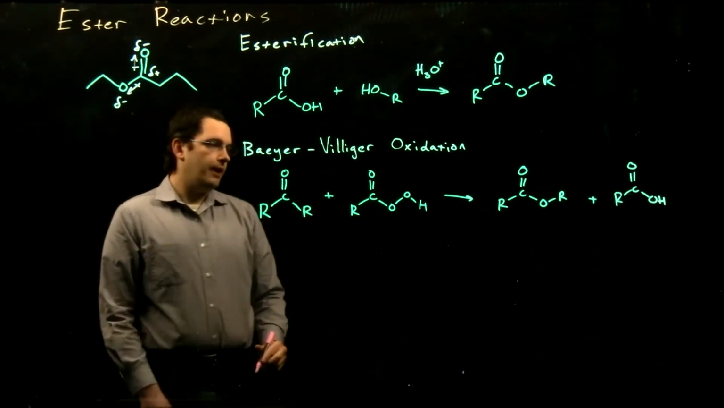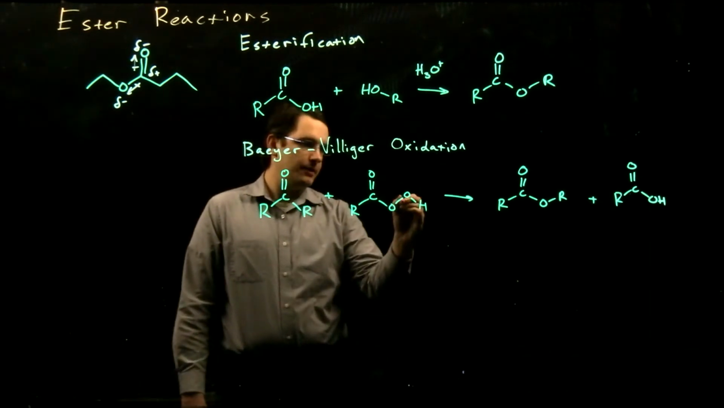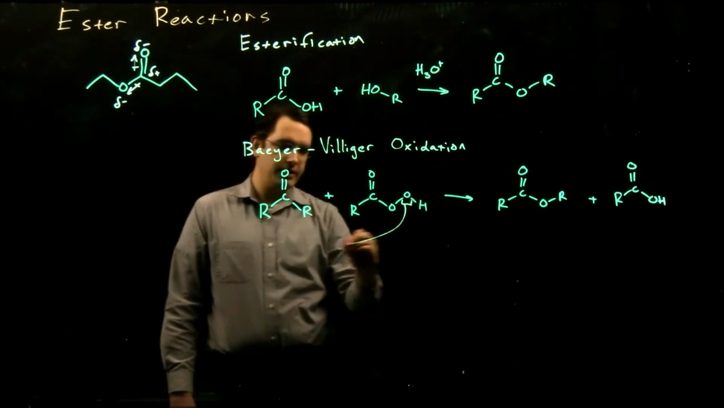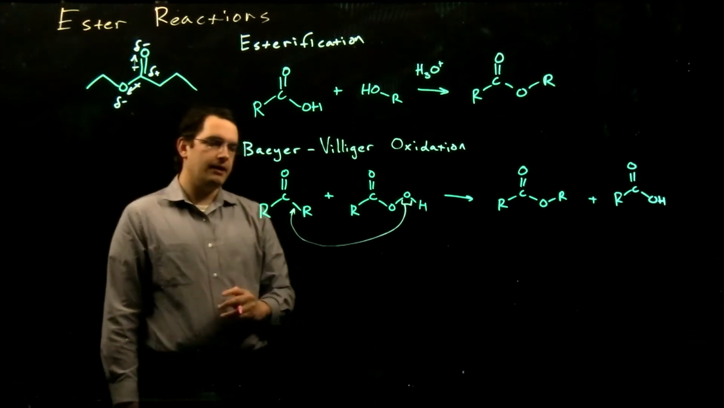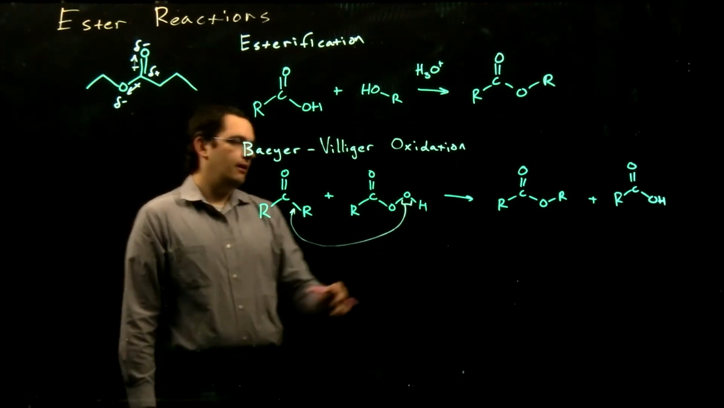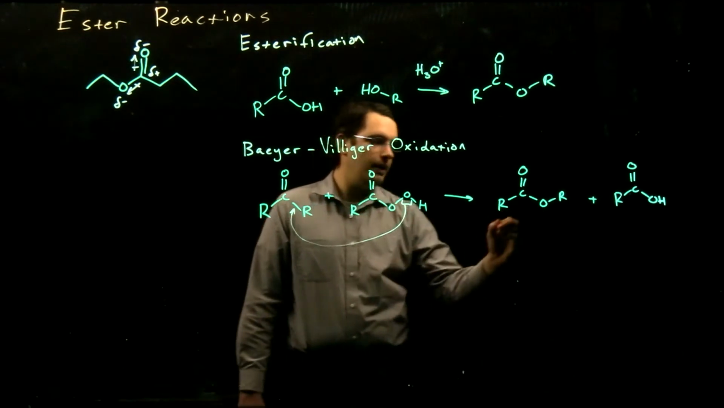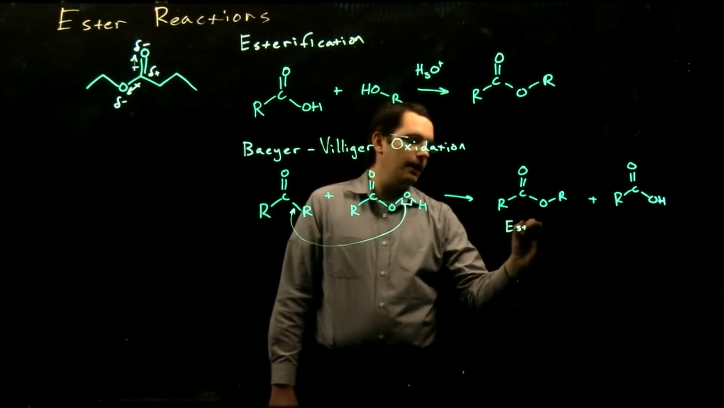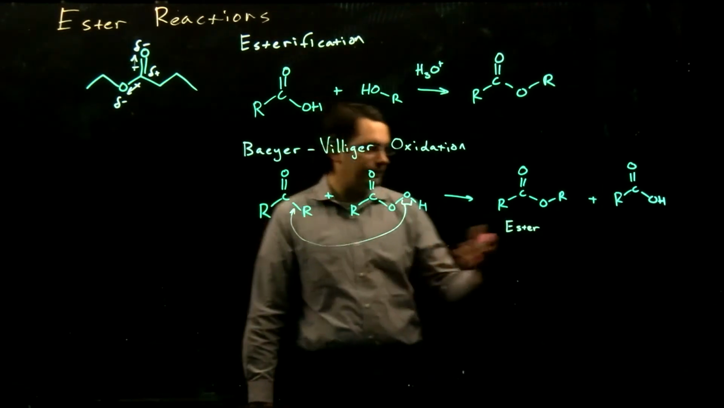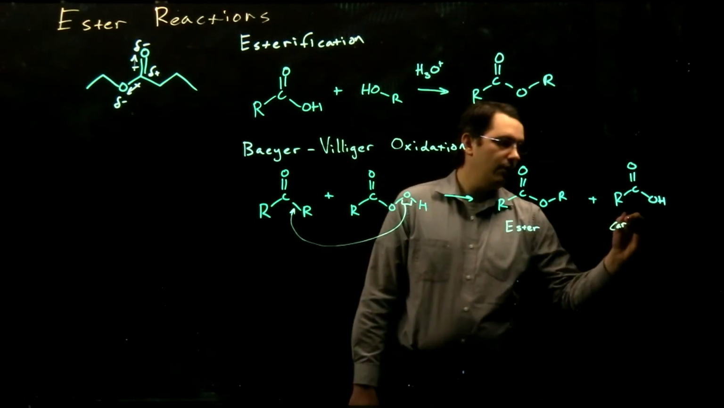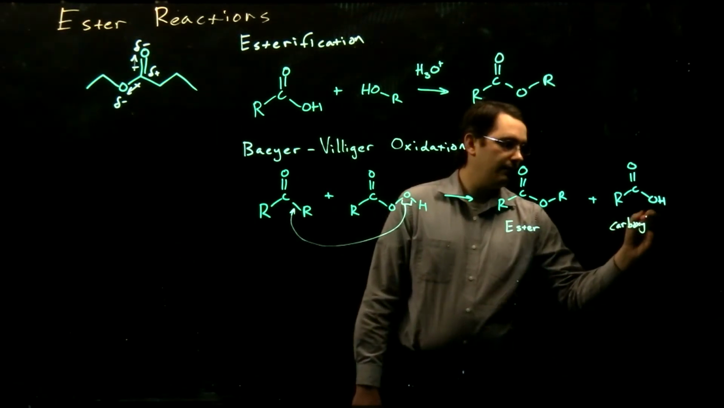Now, in our overall reaction here, what's happening is essentially we're taking one of our oxygens and just inserting it here within our ketone. So that oxygen ends up becoming our oxygen in our ester here of our product, and our peroxy acid just leads directly to our carboxylic acid product.